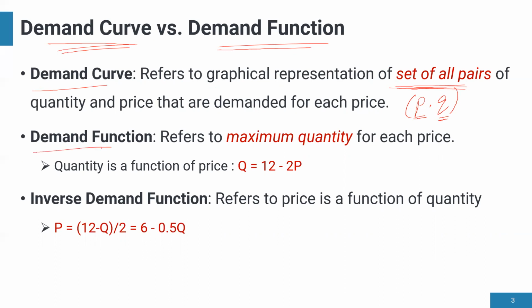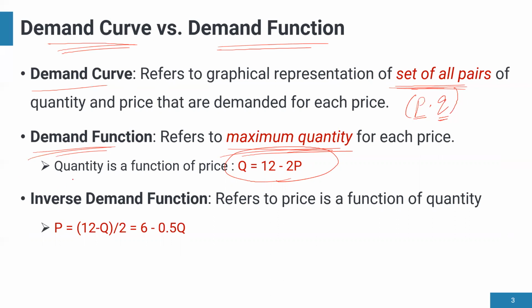Now, what is the demand function? For a price, the demand function gives the maximum quantity demanded. For example, in this case, if you take P equal to 1, then the maximum quantity will be 12 minus 2 into 1, that is 10. So the maximum quantity demanded is 10. If you take P equal to 2, then it will be 12 minus 2 into 2, which is 8. So this is the demand function.